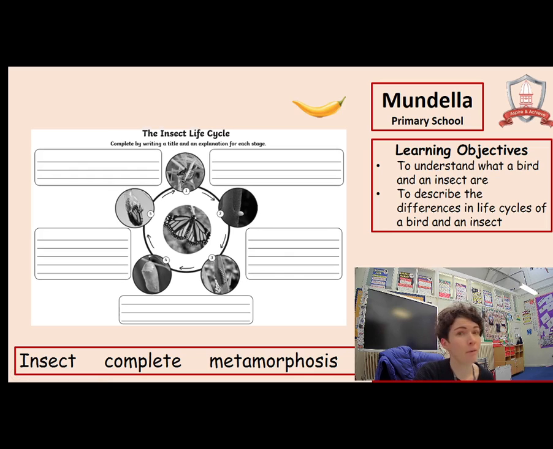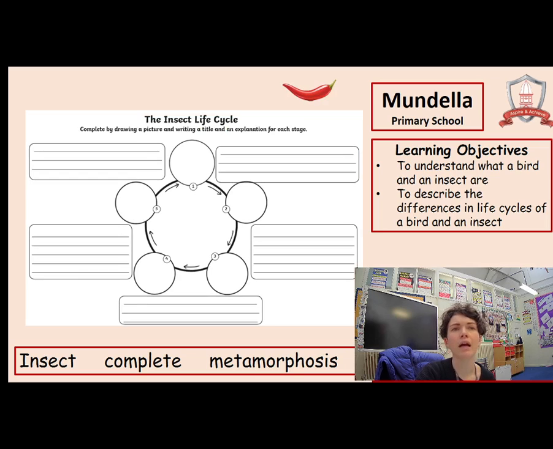Again, for the yellow chili pepper challenge, you're looking at complete metamorphosis. This time you have to write your own explanation and title. And red chili pepper, this is for a complete metamorphosis. You would need to draw your picture, label it, and write a scientific explanation for what is happening in each stage. Of course, you may pause the video, rewind, and go back over what happens in each stage to help you. Good.